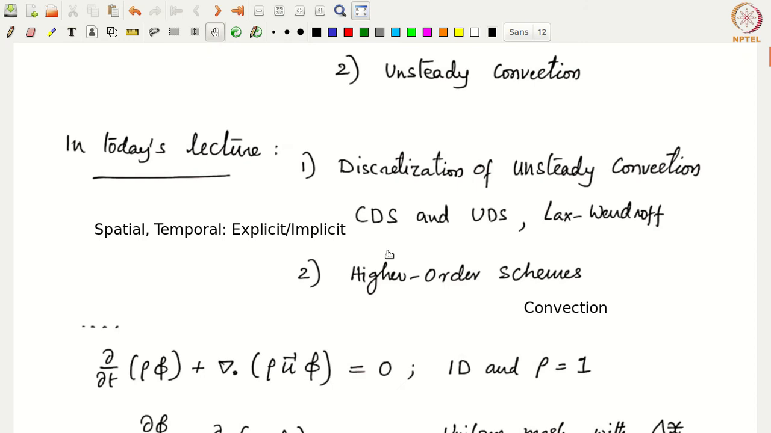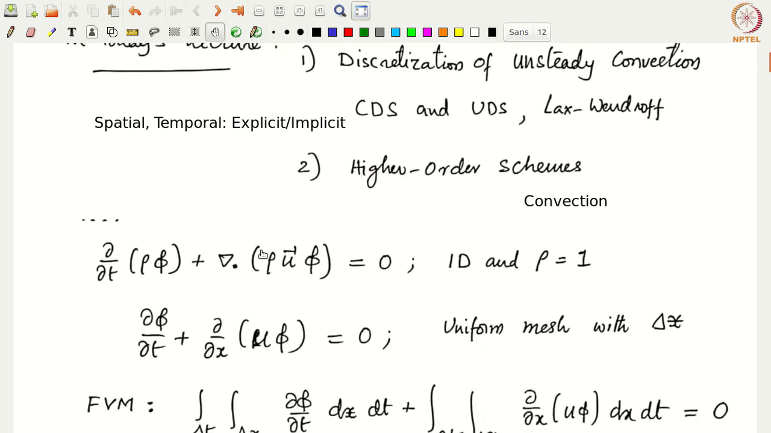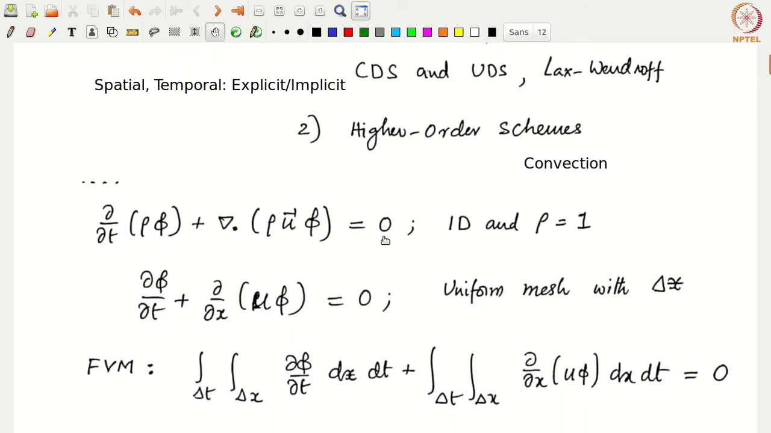So starting with the unsteady convection equation. If you set gamma equal to 0 and source equal to 0 and retain the unsteady part and the advection part, then we get this partial differential equation, which is partial t of rho phi plus del dot rho u phi equals 0, right? In order to simplify the analysis, we'll make a one-dimensional approximation and also set the density equal to 1. Okay, so with these two assumptions, we can now reduce this equation.